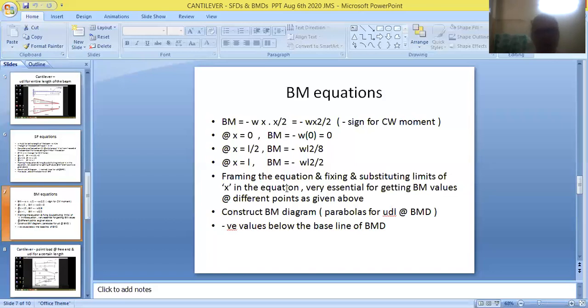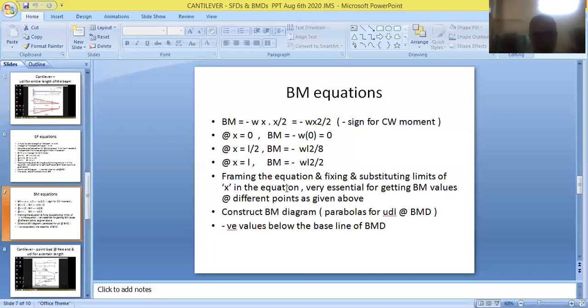So therefore, it is written as Wx into x by 2, and this UDL is acting in downward direction, so therefore it is resulting in clockwise moment. So negative symbol must be allotted for clockwise moment. So therefore it is written as minus Wx into x by 2. So ultimately it is written as minus Wx square by 2.